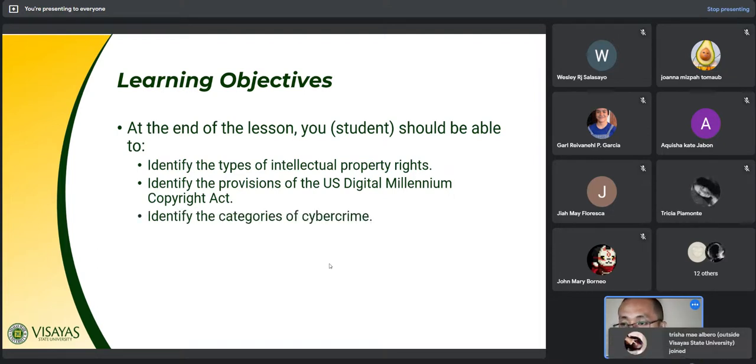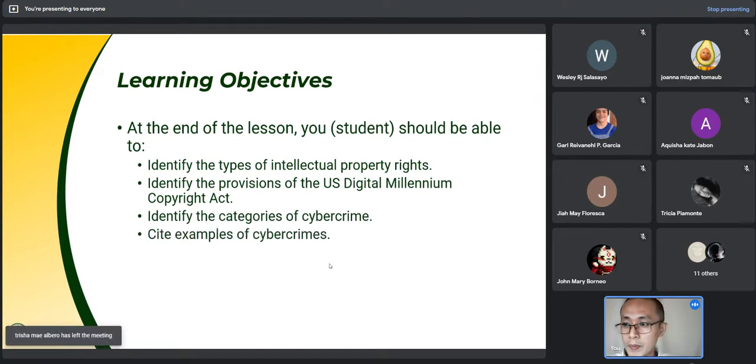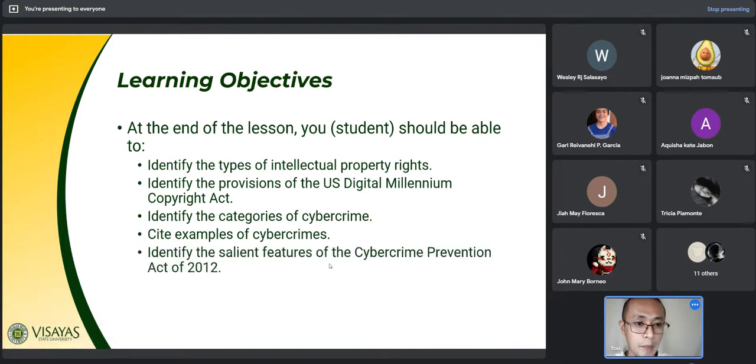Then, class, you will also be able to identify the categories of cybercrime. And then you should be able, class, to cite examples of cybercrime. And then finally, we'll be discussing, class, the salient features of the Cybercrime Prevention Act of 2012. So that you will be familiar, class, with what are those cybercrimes which can be penalized, or which have legal actions when you try to perform them. Okay? So that's the learning objective, class, for this afternoon.